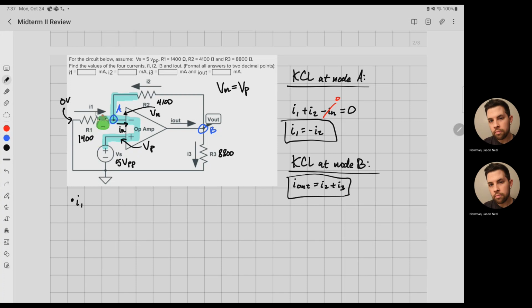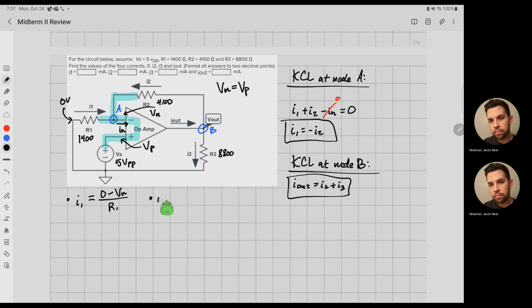So back to what we're looking for. We're looking for I1. I1 is 0 volts on this side because we're attached to ground. And then we have Vp equal to Vn on this side. So Vn is 5 volts, right? So I'm just going to say 0 minus 5 volts. Well, I should say Vn, I'll change it later, over R1. I'll change the values later.